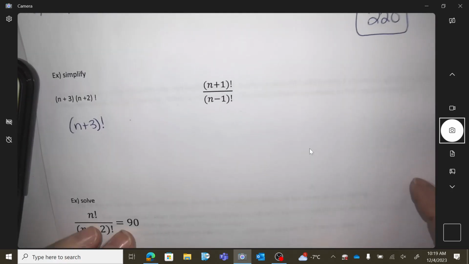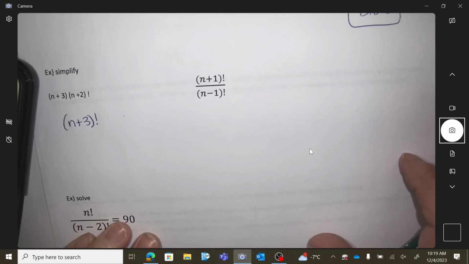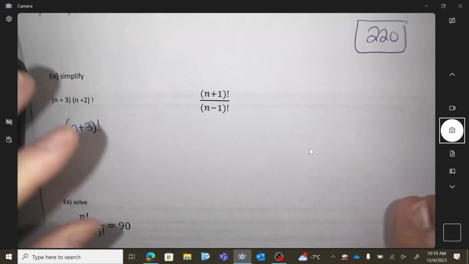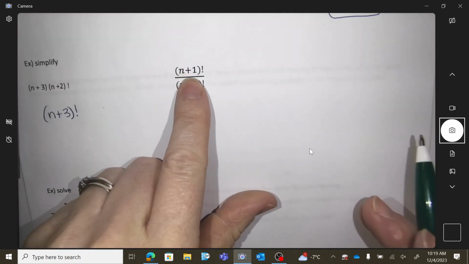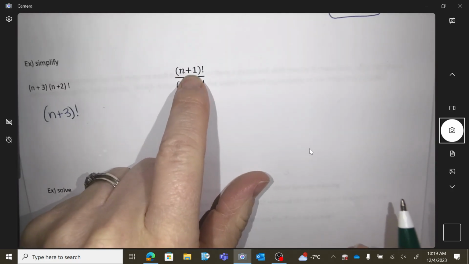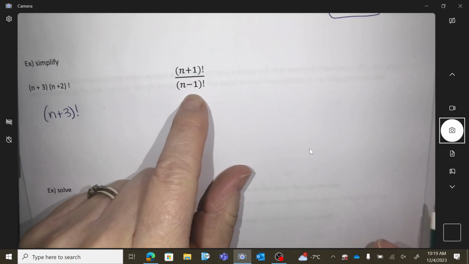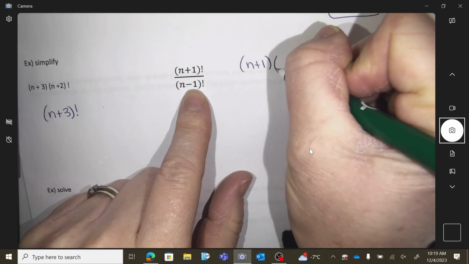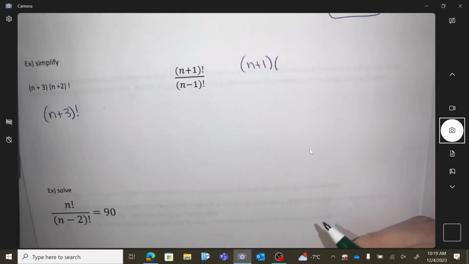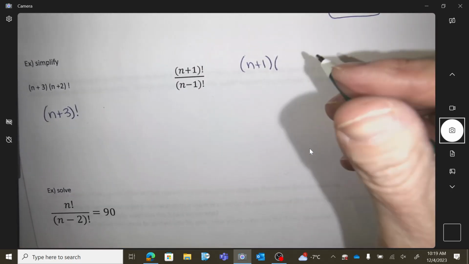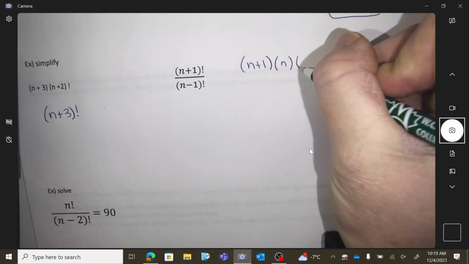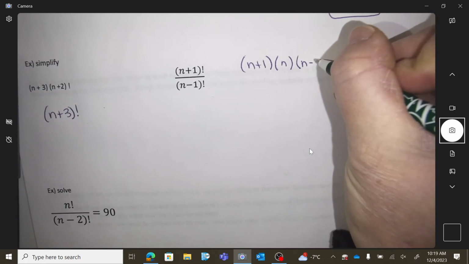Okay, next one. Which one of these is bigger? The top part or the bottom part? Top. That's a bigger number on top. N plus 1 is a larger number than n minus 1, right? So n plus 1, what's the next descending of that? Just an n. And then I'm going to go one lower from that. N minus 1.